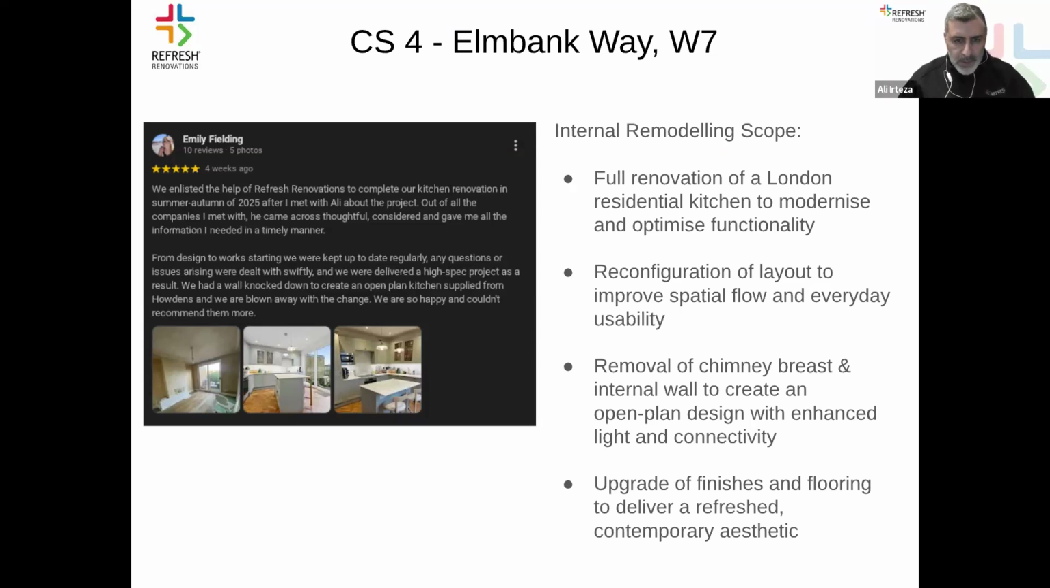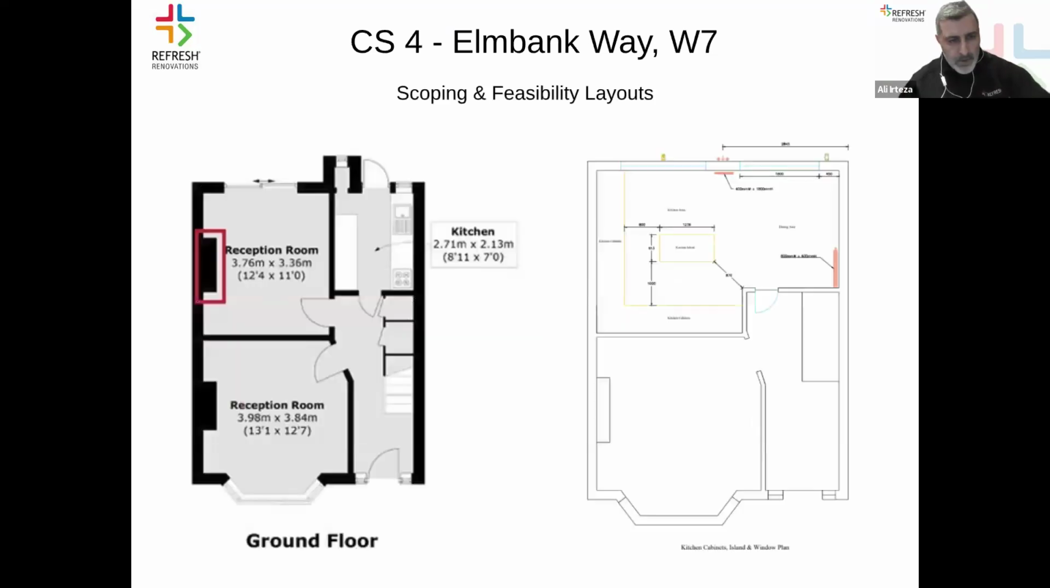What's important in this project is that the customer had a certain plan for where the new kitchen should go. But where Refresh Renovations could add value was based on our experience of working with several other kitchen projects. We could advise them on how we felt the space could be even better utilized, and that allowed them to attain a phenomenal change and transformation.